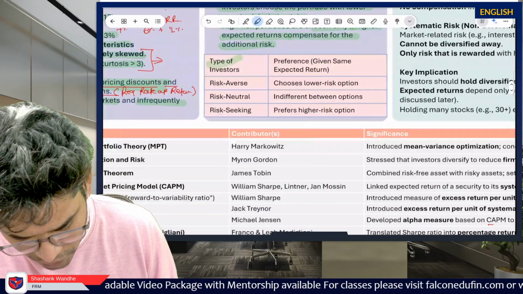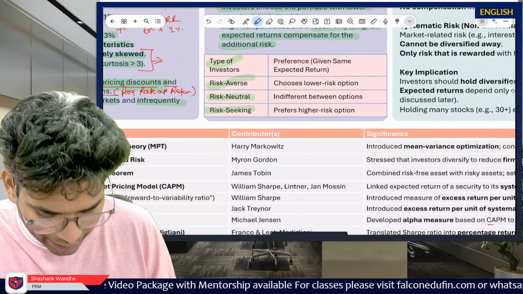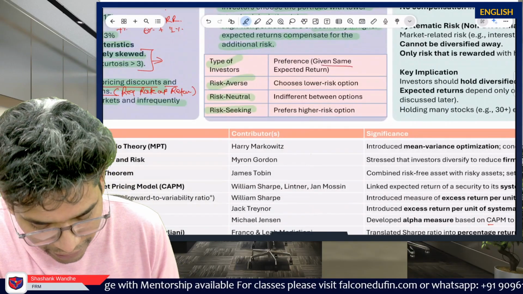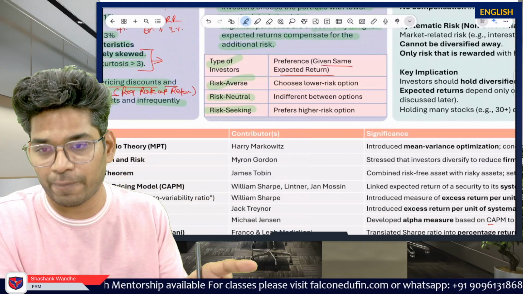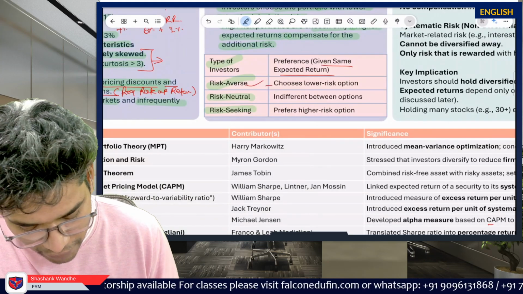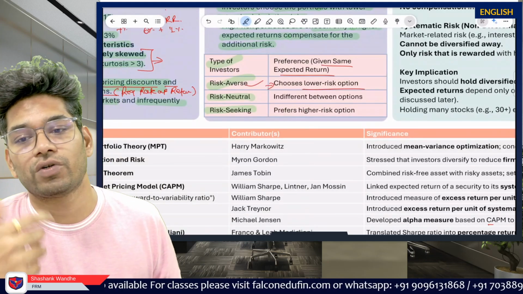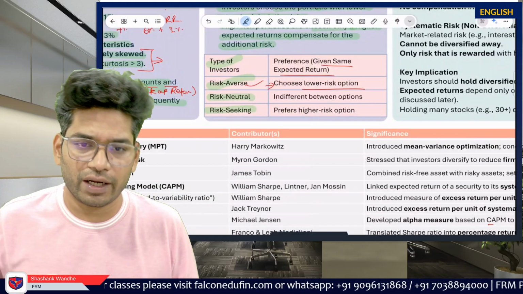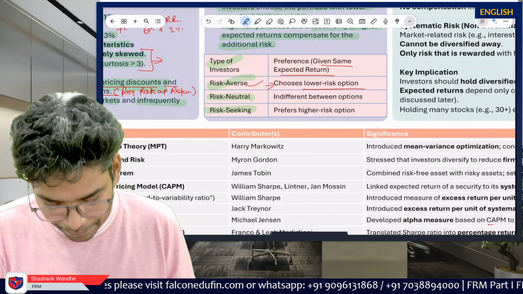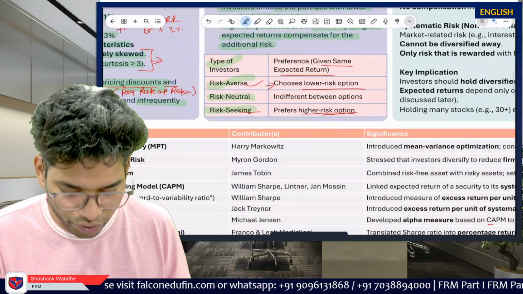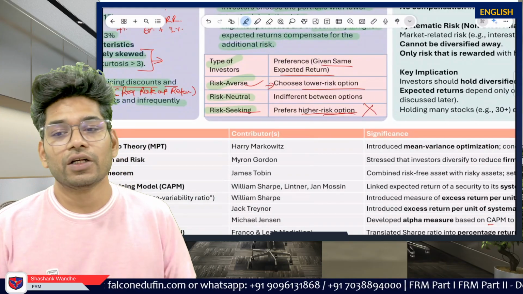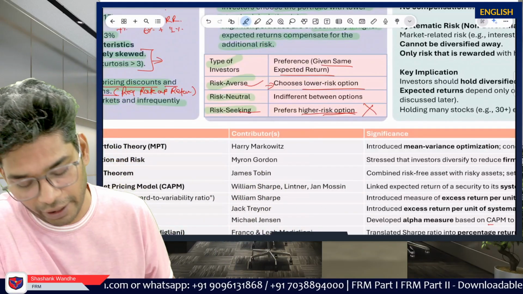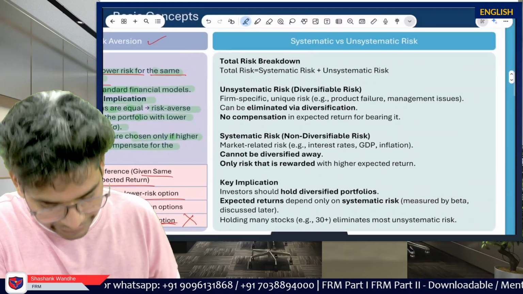Now the types of investor: risk averse, risk neutral, and risk seeking. Again, remember, in all these cases the assumption is the same expected return. So a risk averse investor will choose the lower risk option. A risk neutral investor will be indifferent; it doesn't matter for him, he can choose A or B. And a risk seeking investor will prefer the high risk options. We don't assume risk seeking investors in general in any fundamental financial theories.